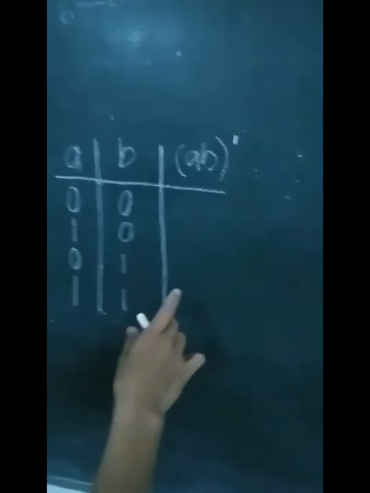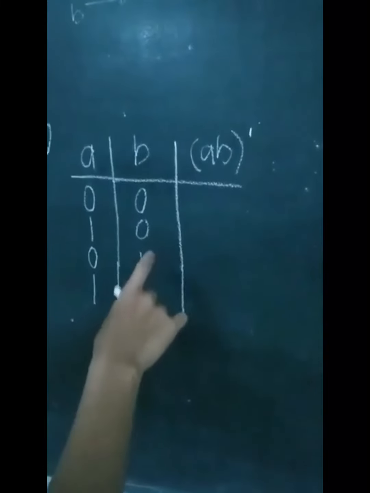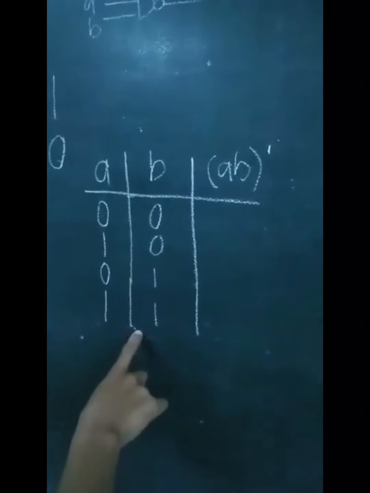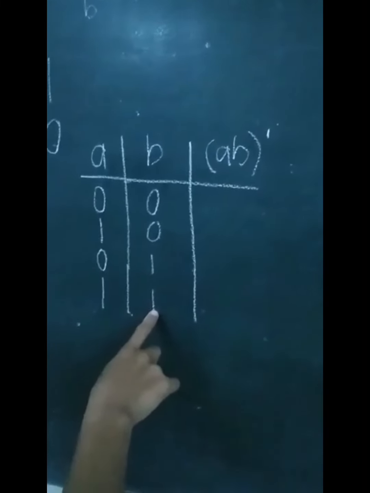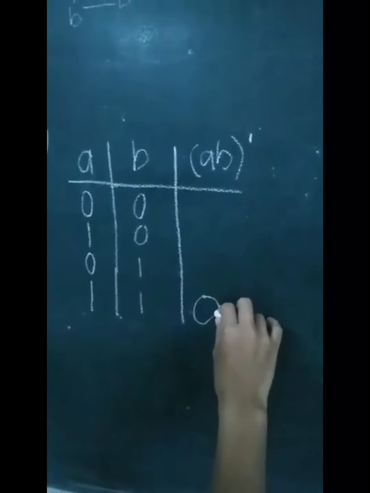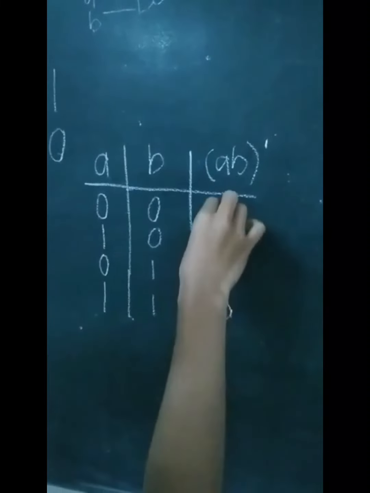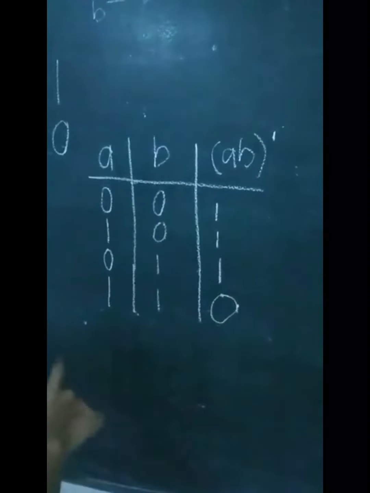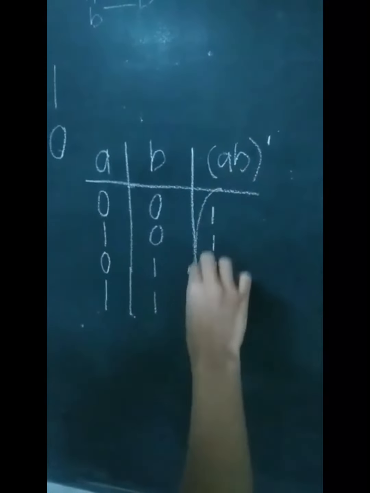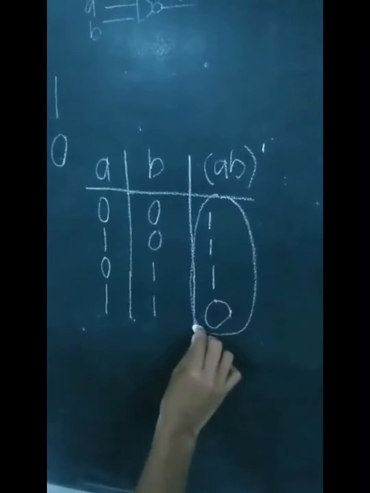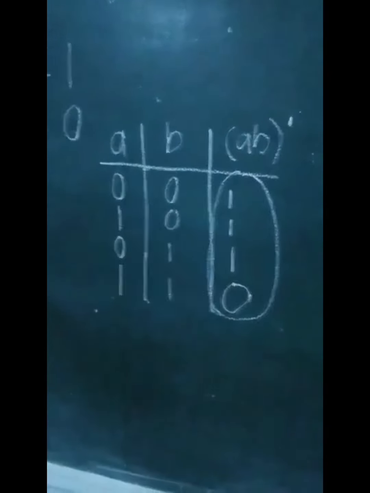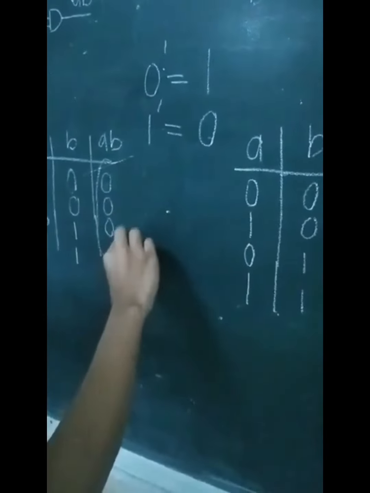So, based naman tayo sa NAND gate. In the case of the NAND gate, when both inputs are 1, the output will be 0. So, lahat na to 1. So, as you can see, this column is a complement of this column.